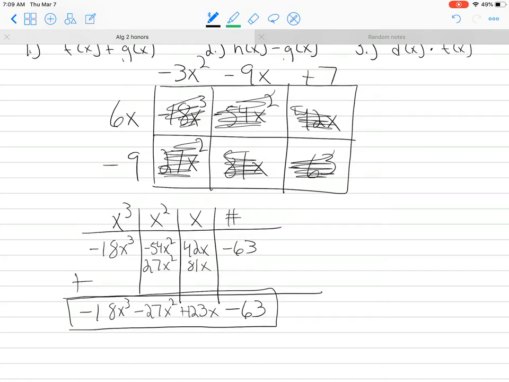All right folks, I think if you can do these 3 types of problems, you should be set for your quiz tomorrow on Friday. Make sure to practice if you need any practice, okay?